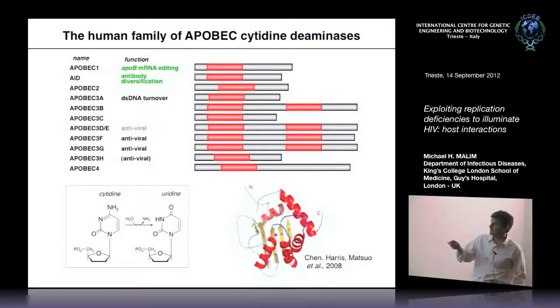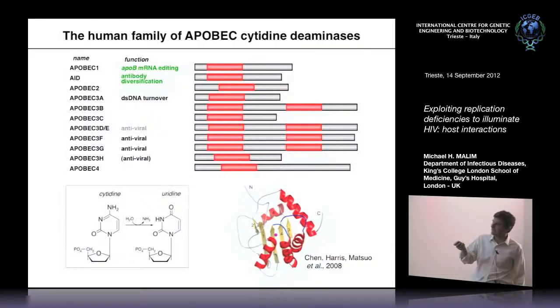The original one is APOBEC1, which is an acronym for apolipoprotein B editing complex polypeptide 1, so hence APOBEC1, and that's why this whole family has been called the APOBEC family. This is an RNA expressed in the small intestine of humans, and this editing event is very important for producing a truncated apolipoprotein B, which is very important for the absorption of dietary fats.